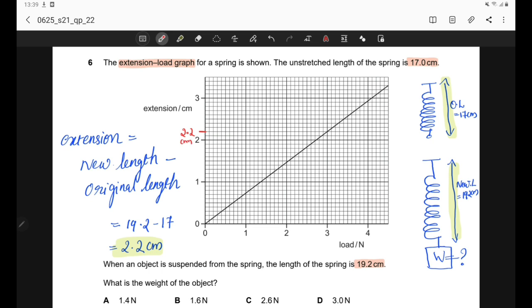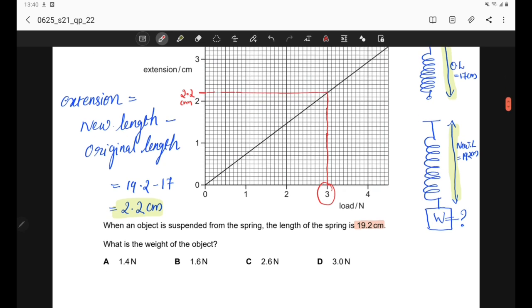So when the extension of the spring is at this position, what is the corresponding load? We can identify that by stretching to the y-axis and checking at which point it intersects the y-axis value. So we can understand that when the load is 3 Newton, the spring will have an extension of 2.2. So the correct answer here is option D, 3 Newton, which we can get from the graph.